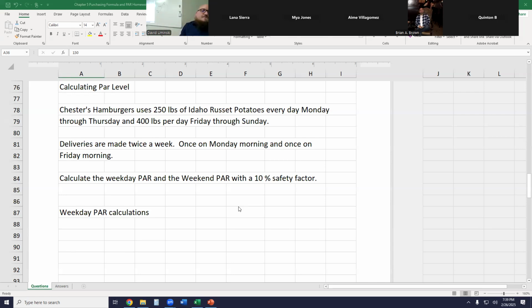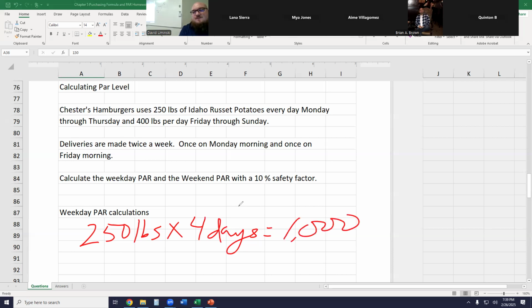So our weekday par, what does our direction say our daily usage is Monday through Thursday? 250. Okay, so 250 pounds per day times Monday, Tuesday, Wednesday, Thursday, times 4 days is equal to 1,000 pounds.